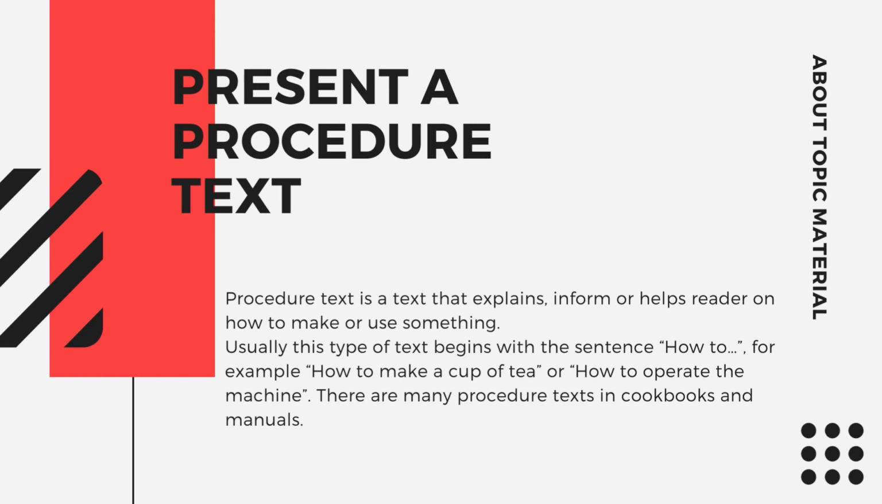Firstly, I will explain what procedure text is. Procedure text is a text that explains, informs, or helps the reader on how to make or use something. Usually, this type of text begins with the phrase "how to." For example, how to make a cup of tea or how to operate a machine. There are many procedure texts in cookbooks and manuals.